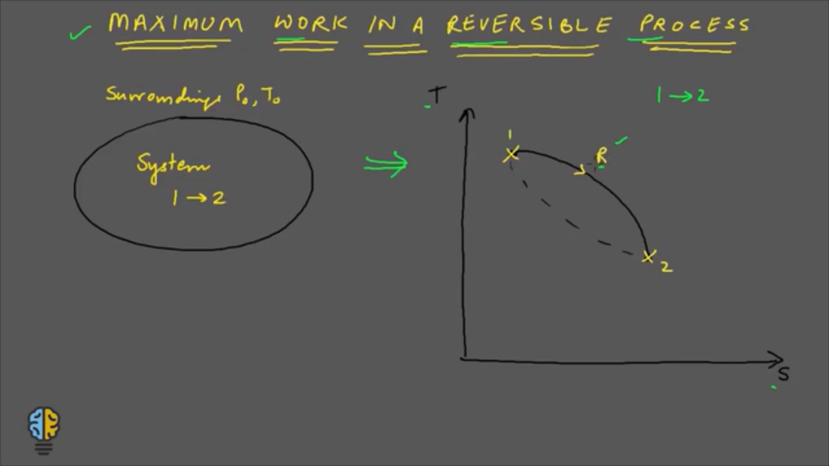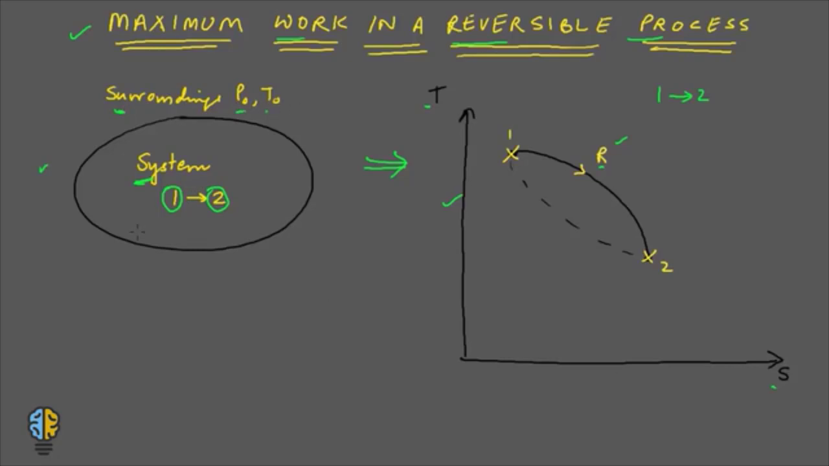Now the surroundings, if you look at this diagram, this is the system which is depicted by a TS plot going through a reversible path. So this is indicating from state 1 to state 2 you have a process, and the surroundings are at the conditions P0 and T0.